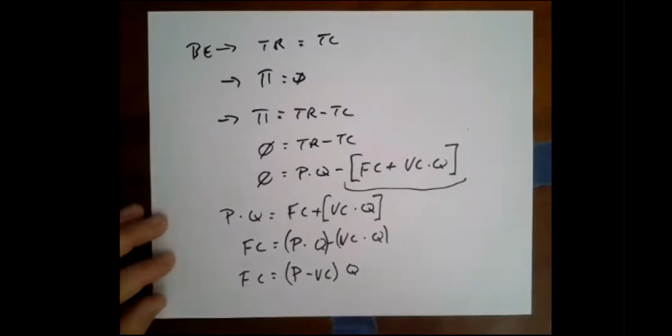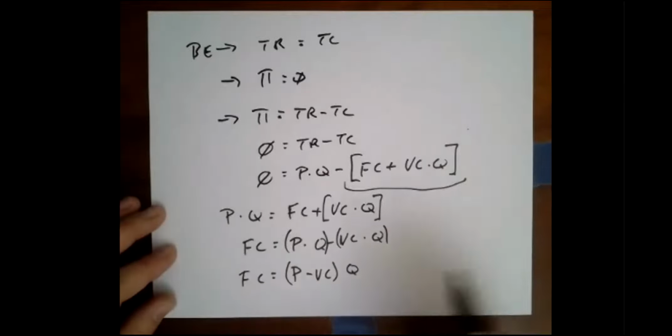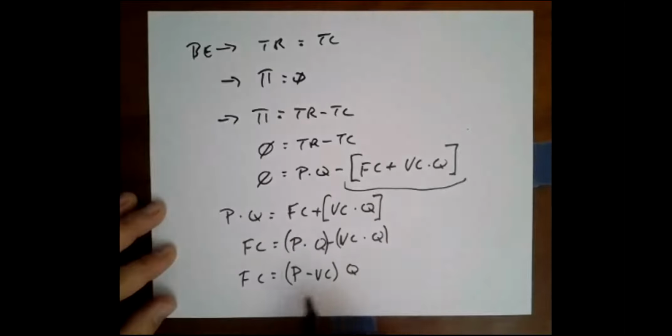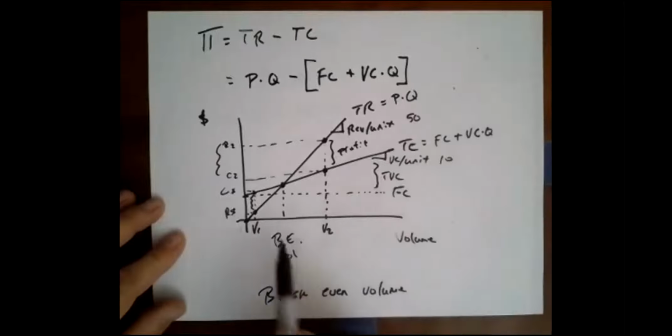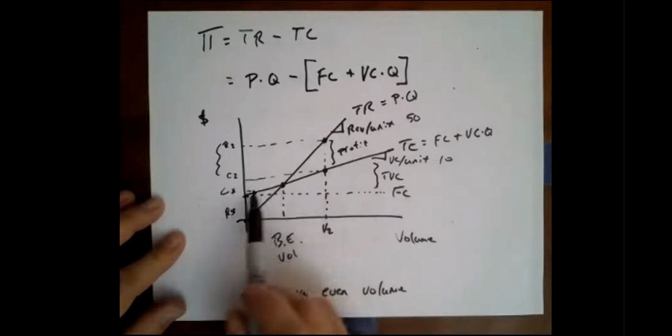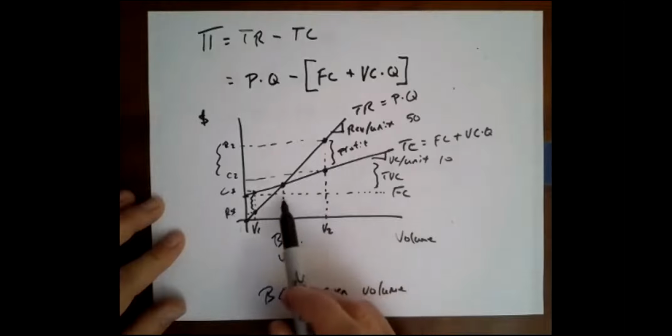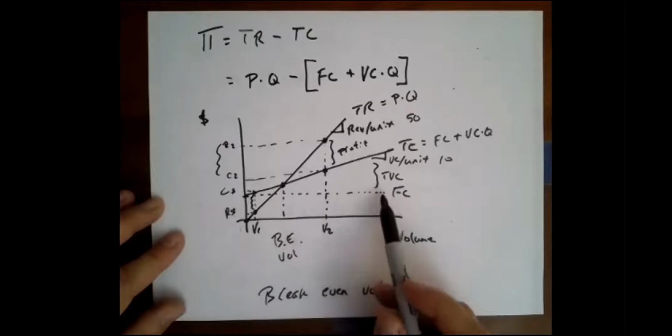What I'm trying to get at is a relatively simple formula that allows me to calculate the quantity that I need to break even. So remember that fixed cost, right? That dotted line here, that fixed cost is going to be present regardless of what I do.